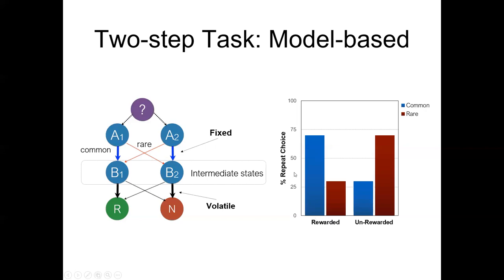So this is exactly what you can see here. Whenever you see a reward and the intermediate state is a common state, you should repeat your choice. But if the intermediate state is a rare state, you should switch your choice. And vice versa, if you do not receive a reward, you actually want to keep your choice if the intermediate state is rare. Okay, any questions? So this is key to understanding this behavior task.